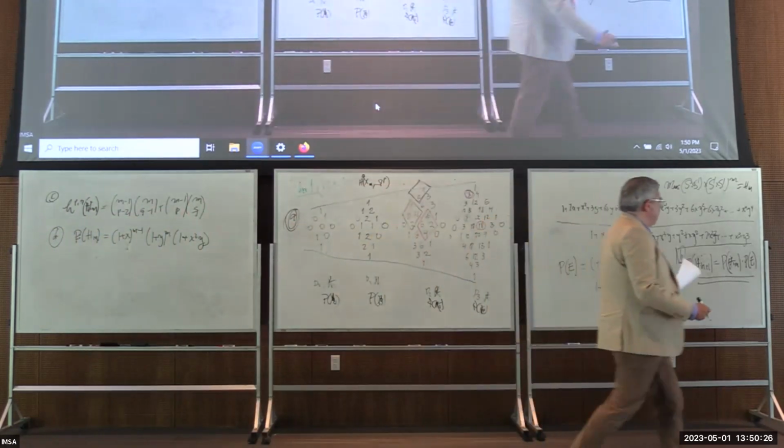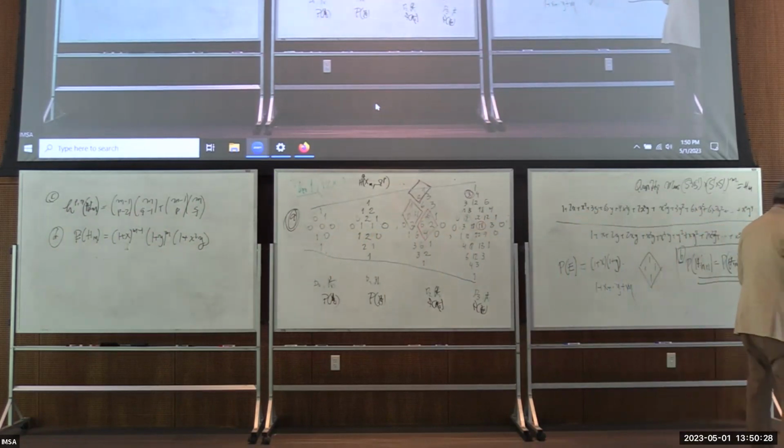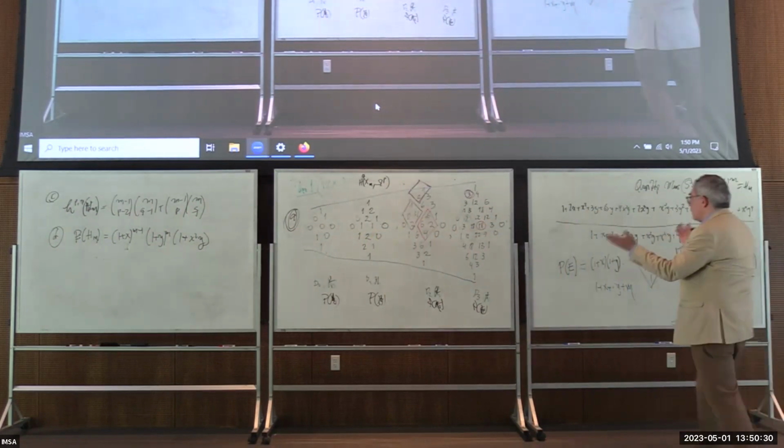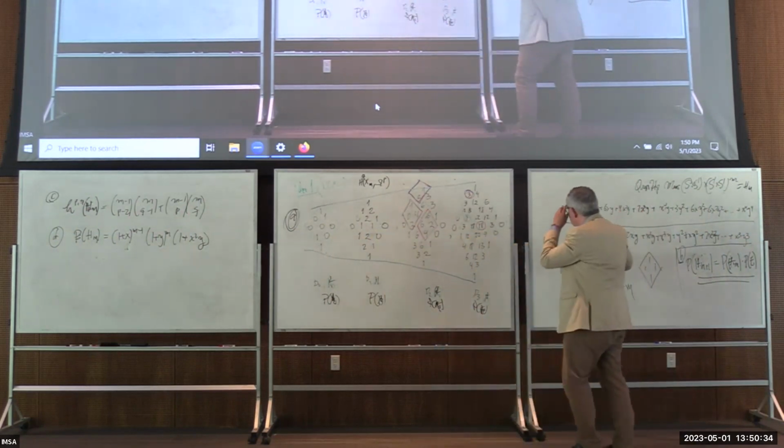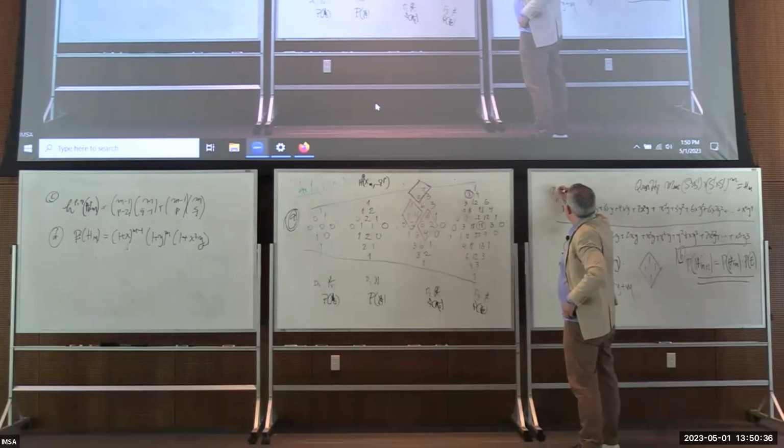Now, when I get the Hodge numbers and the Hodge variables, and I assemble them in a polynomial like this, this is called the Hodge characteristic.